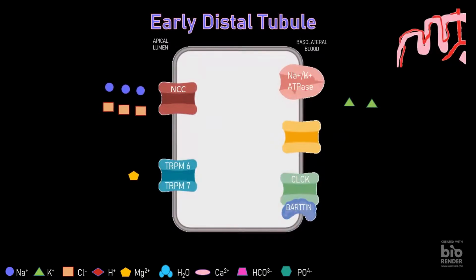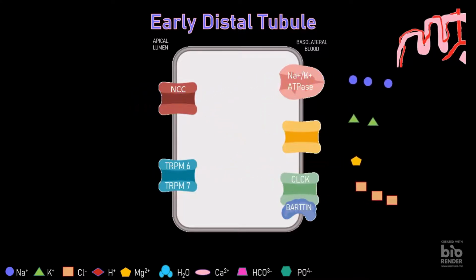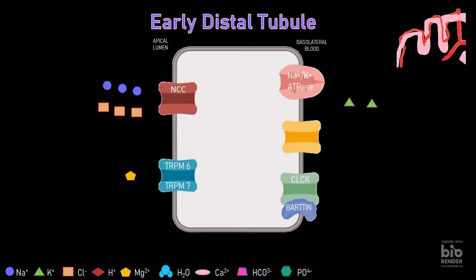The filtrate then moves into the early distal tubule. Sodium ions, chloride ions, magnesium ions, and water are reabsorbed into the blood here. The apical NCC cotransporter carries sodium and chloride into the cell. Sodium is carried into the blood by the basolateral sodium-potassium ATPase, providing the driving force for NCC's function.